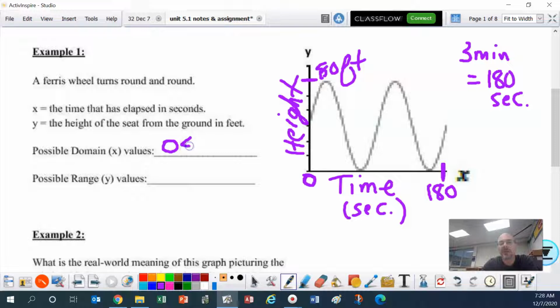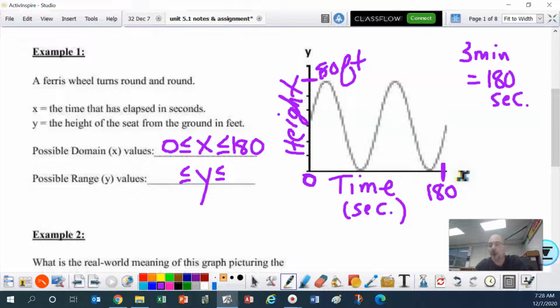From 0 seconds, and we use this notation, from 0 seconds to 180 seconds, and in the middle we put the letter X because X represents the domain. And we put a less than or equal to in between the number and the letter. Okay, now the range value, well, I'm going to put the Y in the middle because the range value is the Y, okay, the up and down.